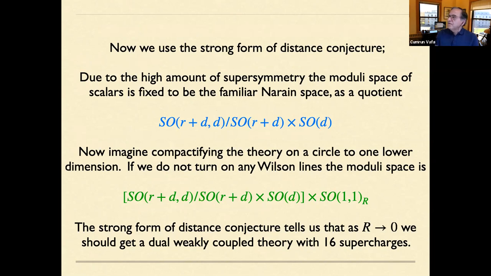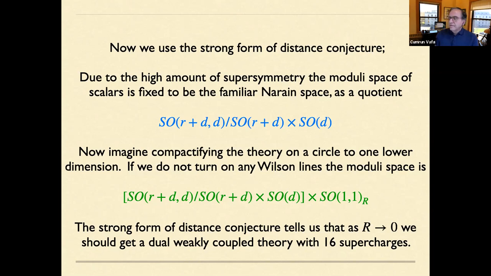Now we use the strong form of the distance conjecture to bound kappa. So this is the argument. Due to the high amount of supersymmetry, the moduli space of scalars in this theory is fixed to be the familiar one in Narain space compactification. This is a general property of this much supersymmetry. So the moduli space is described by a quotient of SO(R+D, D) divided by SO(R+D) times SO(D), where D is the dimension we are in and R is the rank of the group.